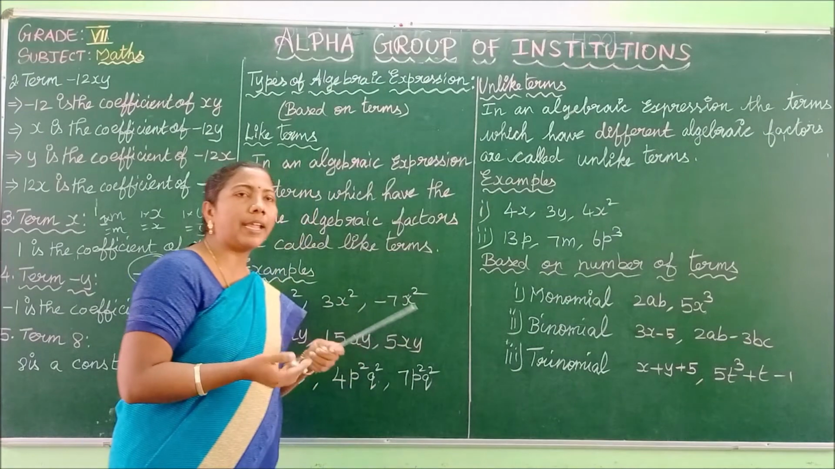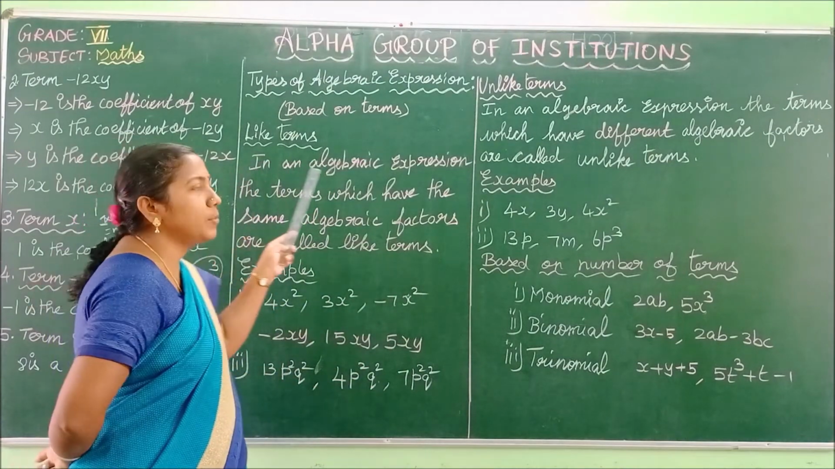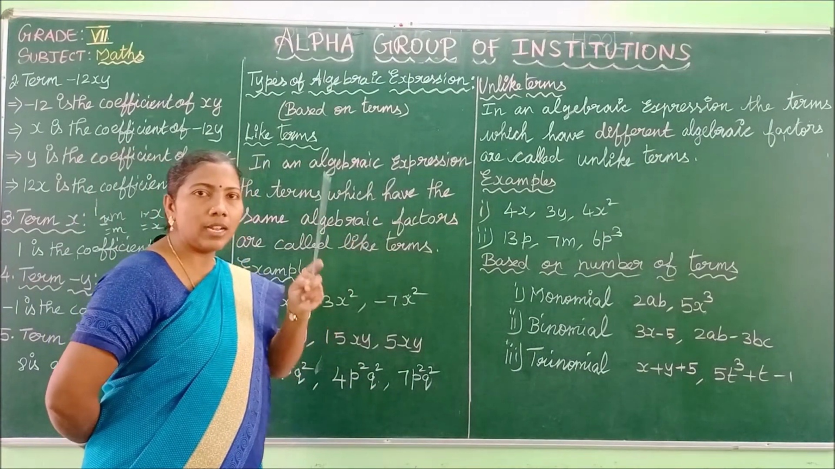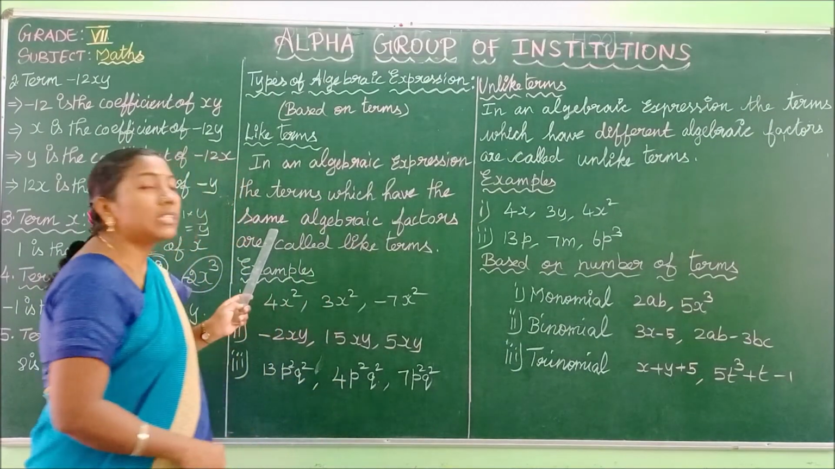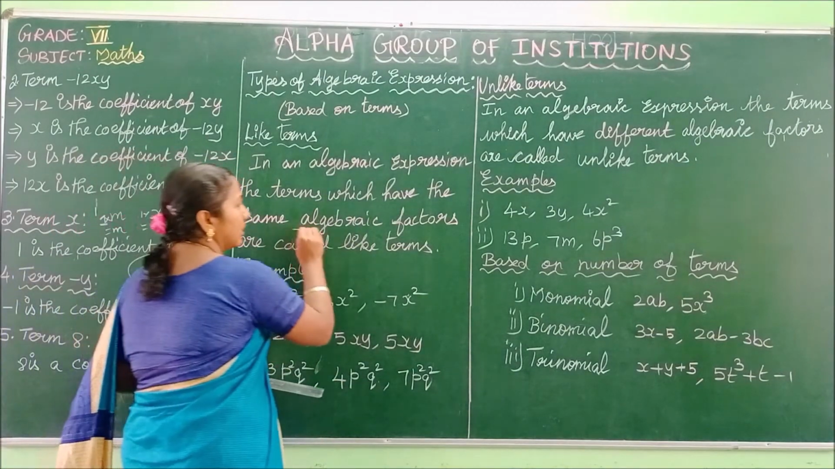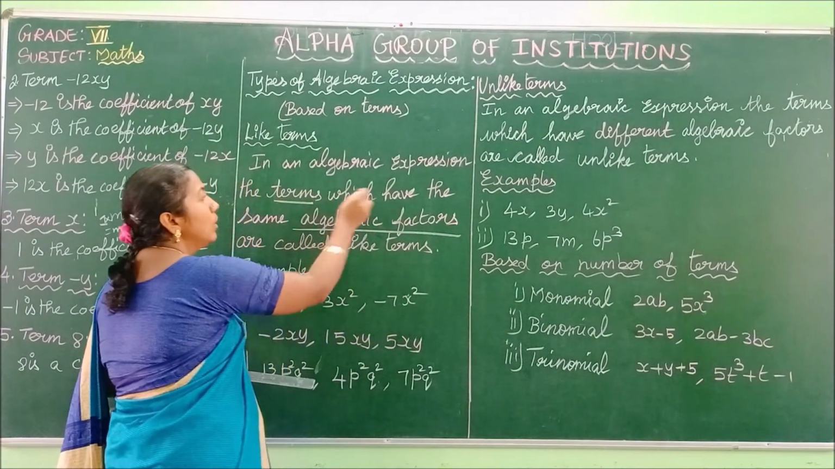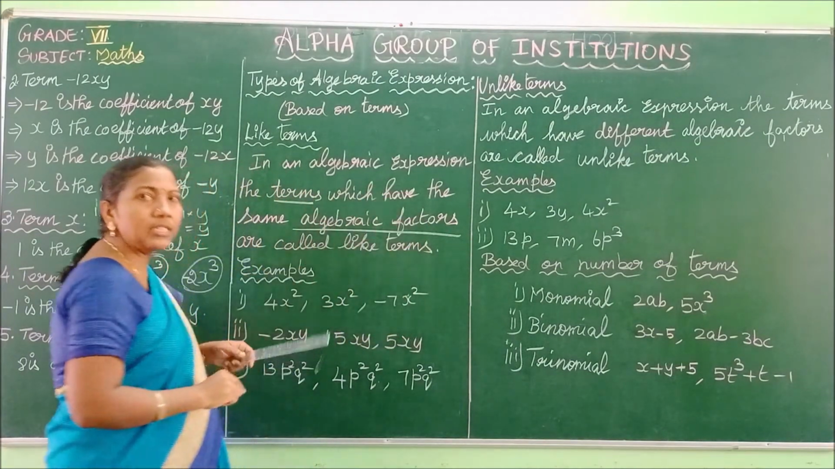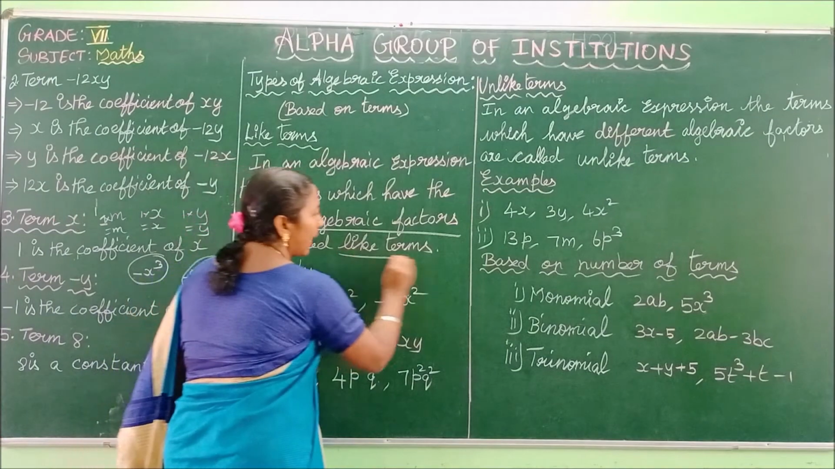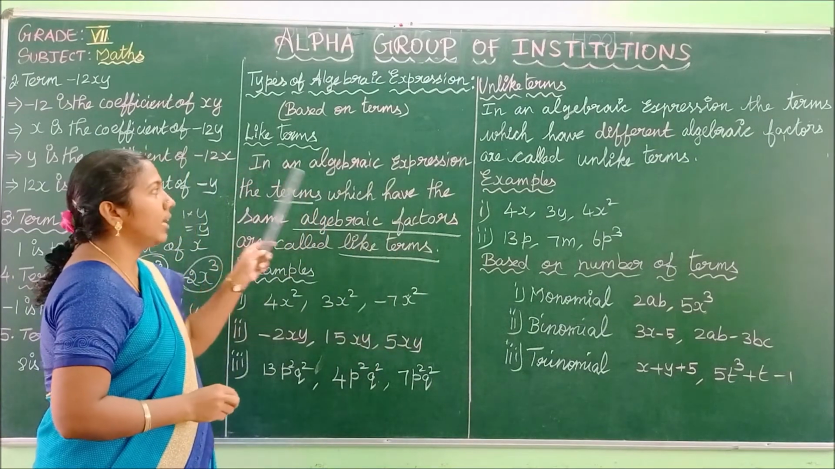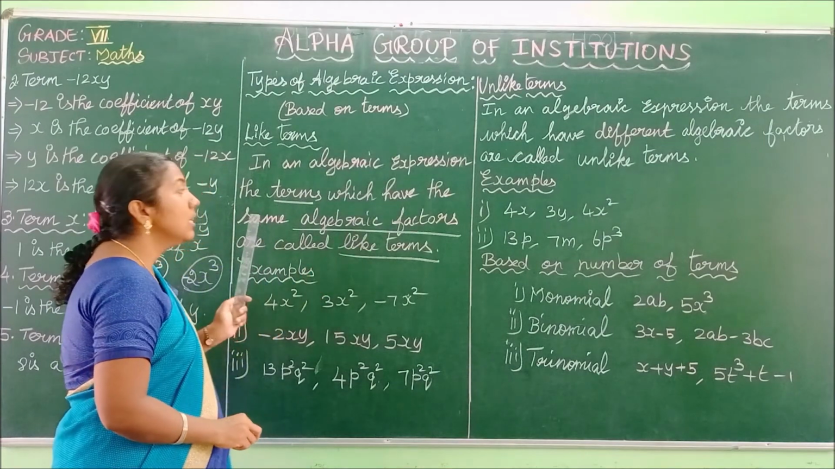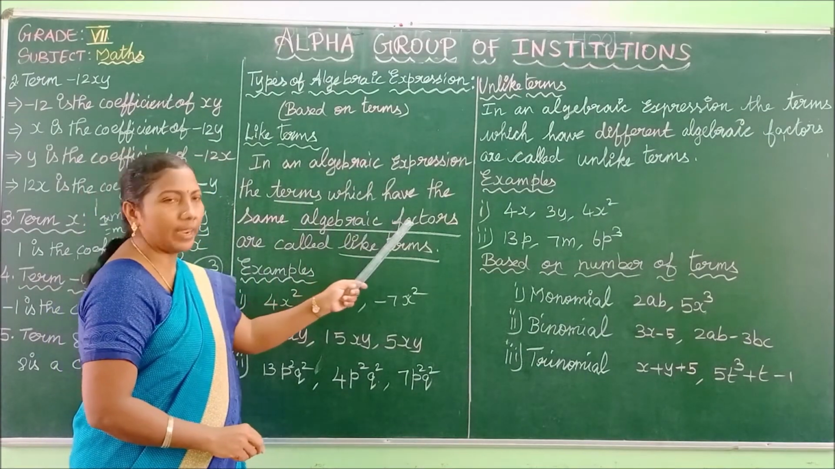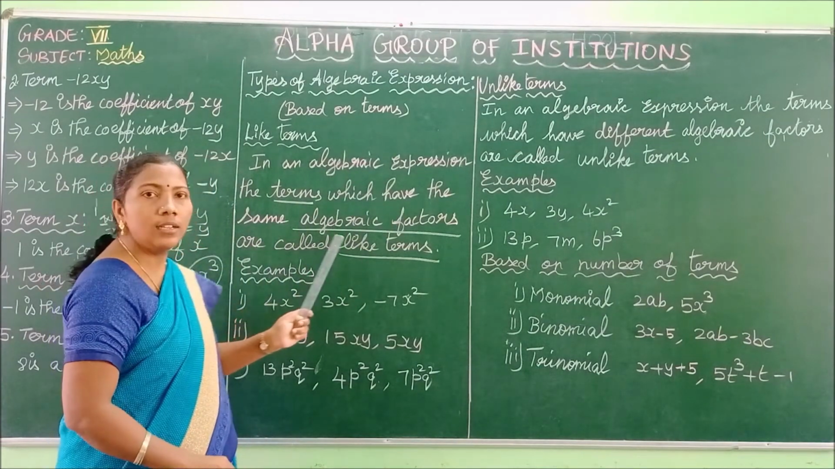What are called like terms? In an algebraic expression, we have to consider one algebraic expression. The terms which have the same algebraic factors are called like terms. That is, in an algebraic expression, the terms which have the same algebraic factors are called like terms.